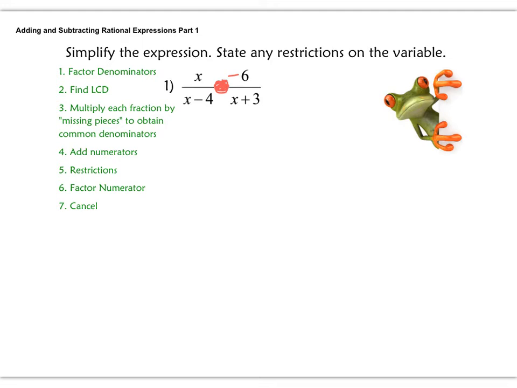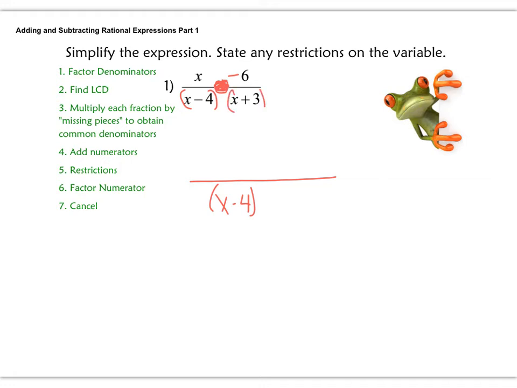All right, so first thing is to factor denominators. X minus 4 doesn't factor. X plus 3 does not factor. Find the common denominator. So I need to, again, this is a super glued piece. It has to stay as x minus 4.